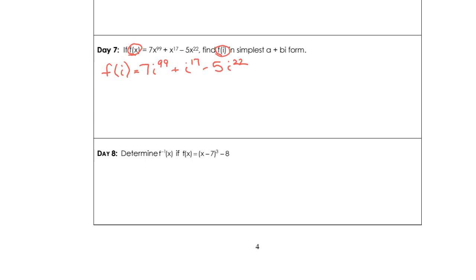Okay, when we do higher powers of i, they get replaced. And so we'll put the replacement for i to the 99th in parentheses. We'll put the replacement for i to the 17th in parentheses. And we'll put the replacement for i to the 22nd in parentheses. In order to do the replacements, we're going to need our little cheat sheet, our i-cloud.